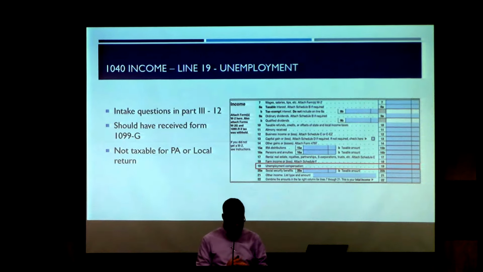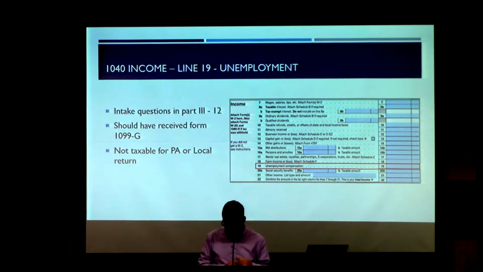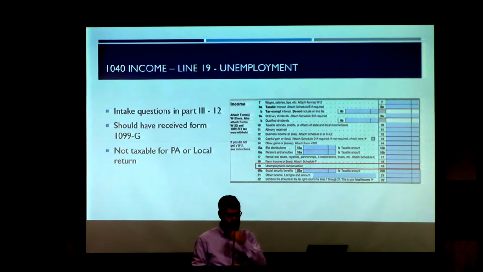Next is unemployment income. So that's question 12 in part 3. This is a fairly simple one. People get a 1099-G, and that gets dropped onto the 1040 on line 19. Yep, unemployment is on 19. So that's one of the most straightforward kinds of income that we'll see at VITA. It is not taxable to state and local.